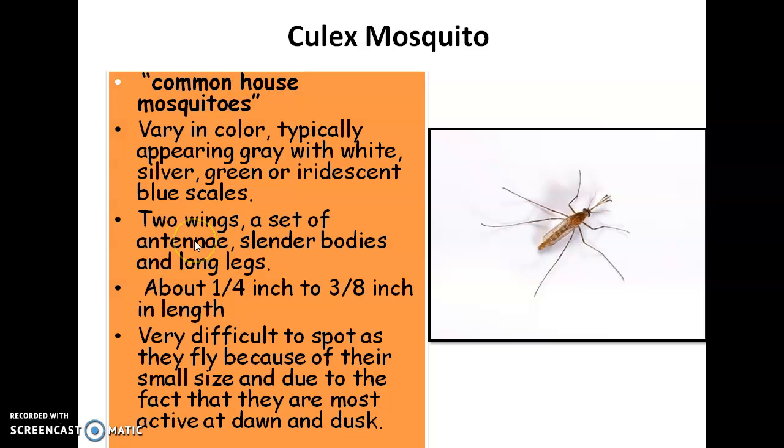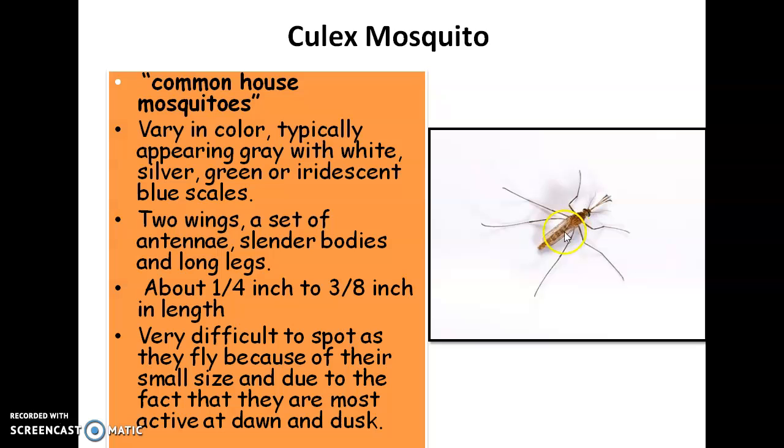Its color varies, typically appearing gray with white, silver, green or iridescent blue scales. Just a glimpse of blue scales can be seen on its wings. So this is the identification feature. As usual, dipterans or mosquitoes are provided with two wings and a set of antennae on the anterior side. Then it has a slender body and three pairs of legs.